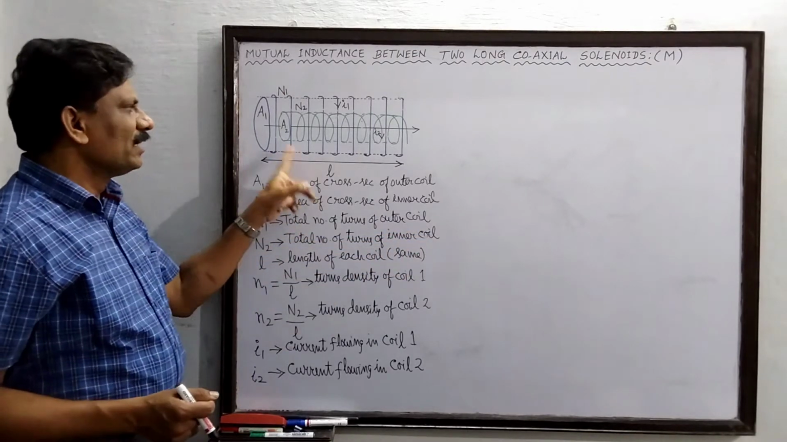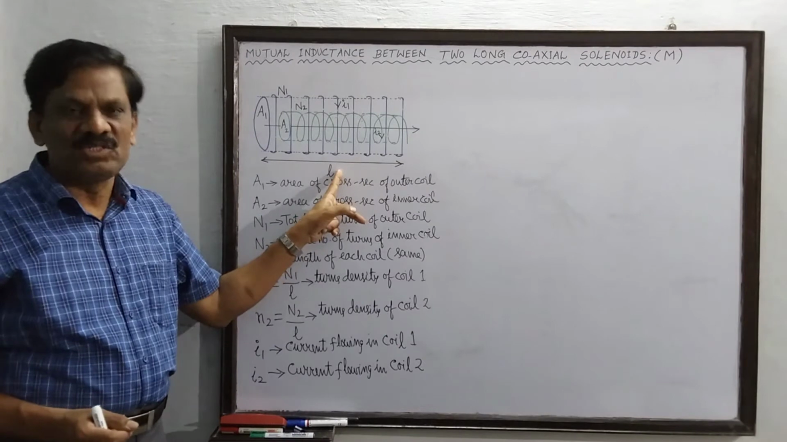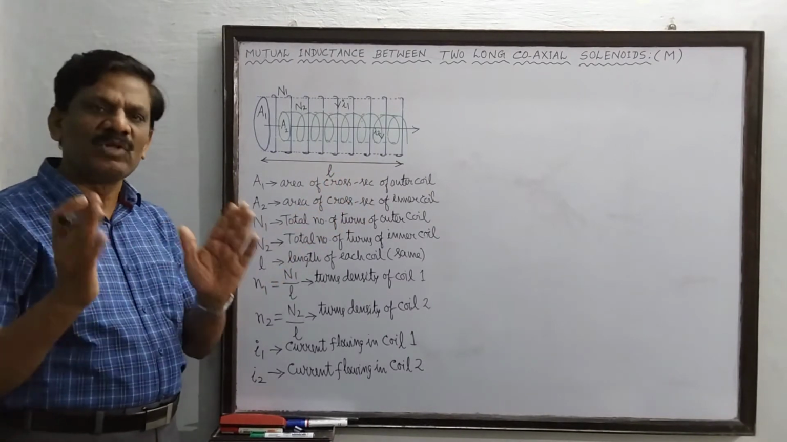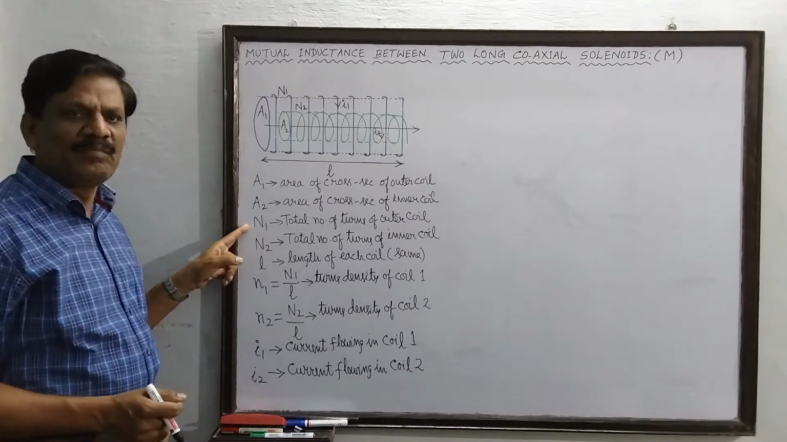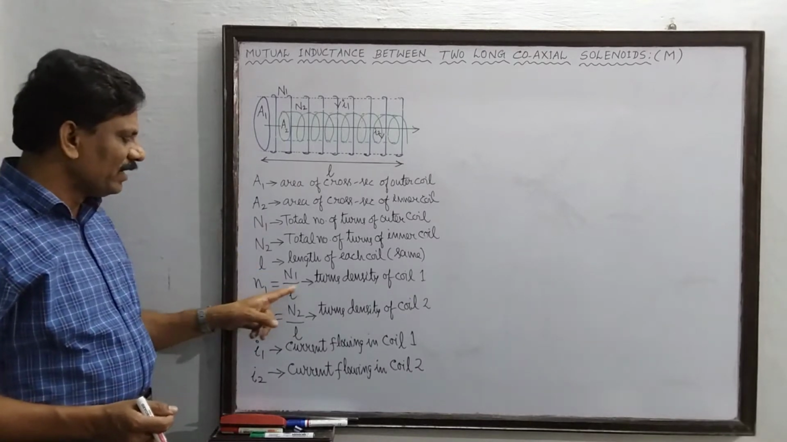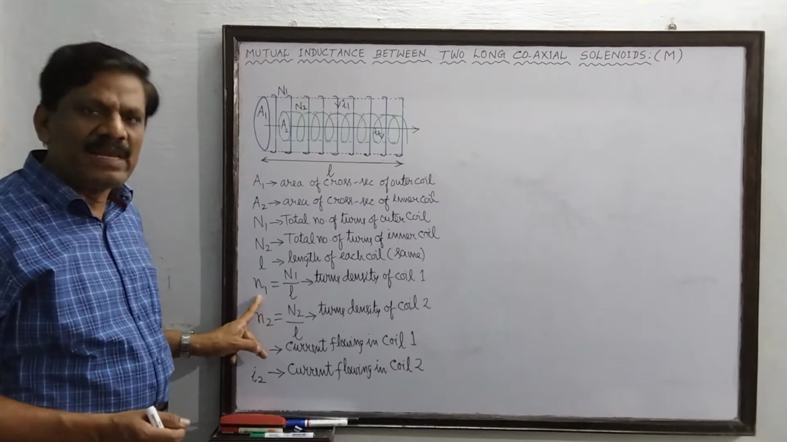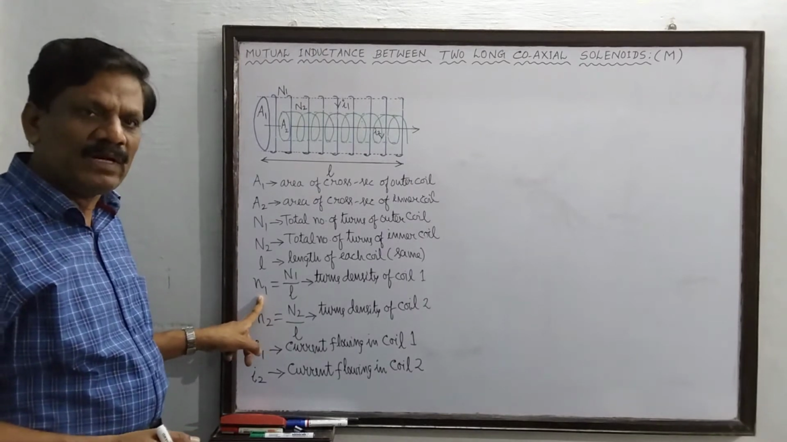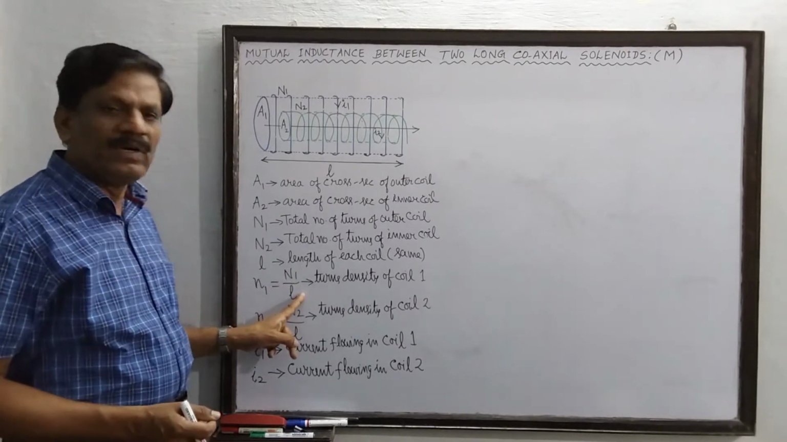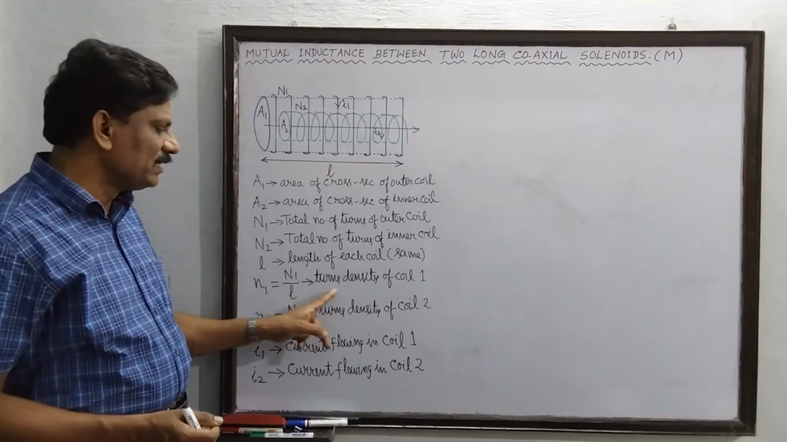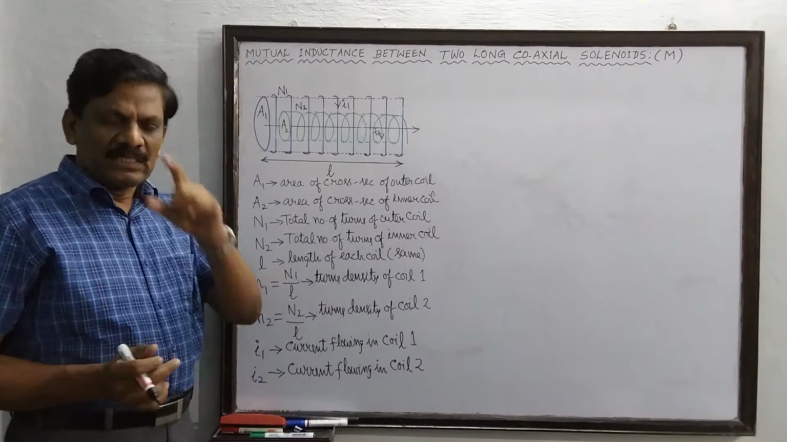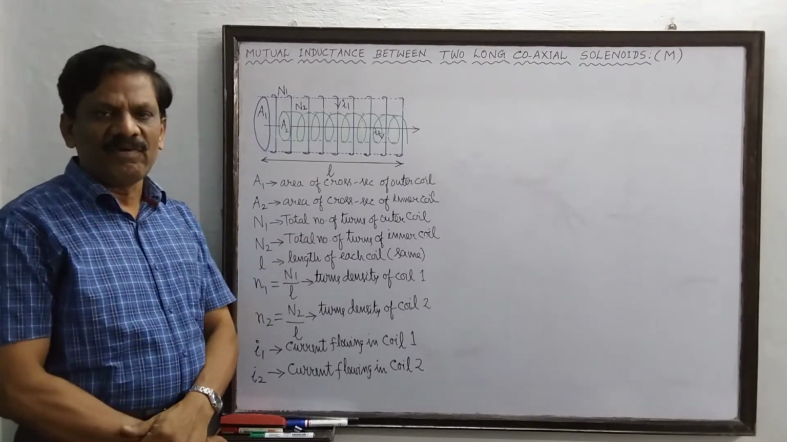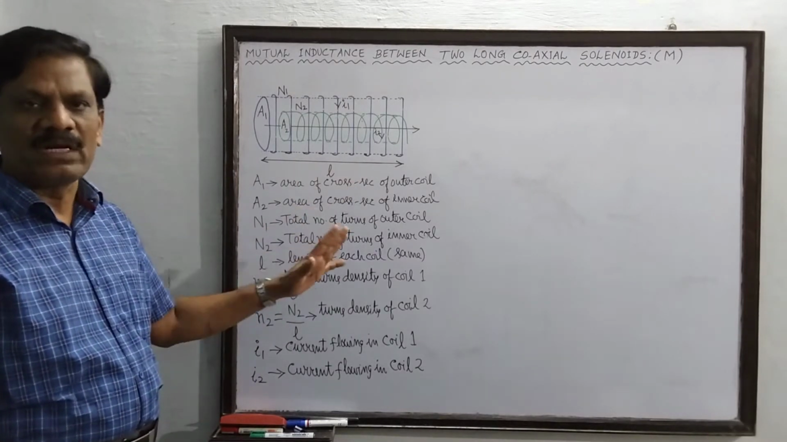But both the coils are of the same length. This is to be noted. So L is the length of both the coils. They have the same length. So I divide the total number N1 by L, and that will be denoted as small n1. What is small n1? It is equal to capital N1 divided by L. This is the turns density of the first coil. Turns density means the number of turns per unit length for the larger coil, or the outer coil.